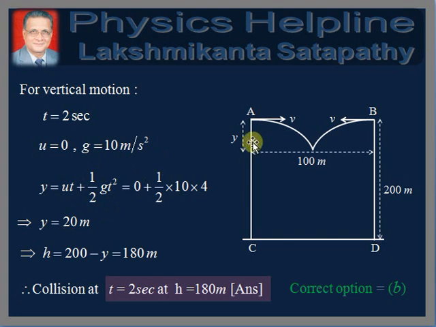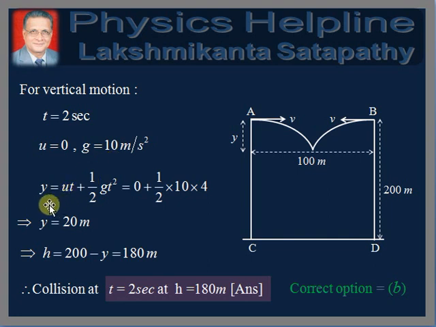Now for the vertical motion. For each bullet, the vertically downward initial velocity will be 0, because it is like dropping from a height. So we write u is equal to 0 for both. And acceleration g is equal to 10 meters per second square. It is given in the question.